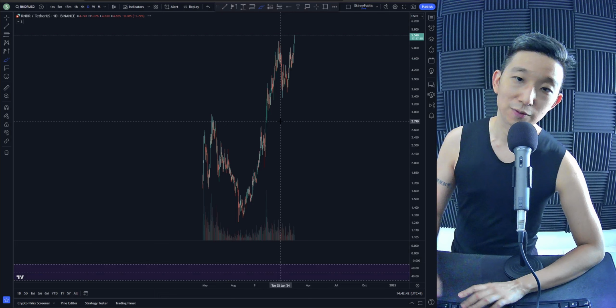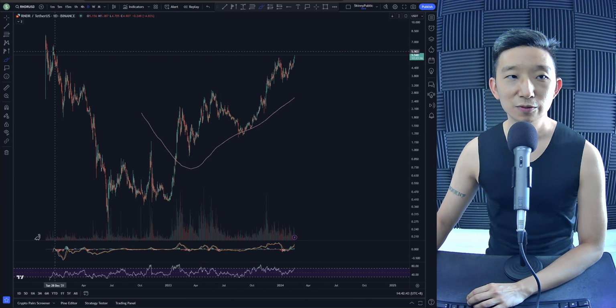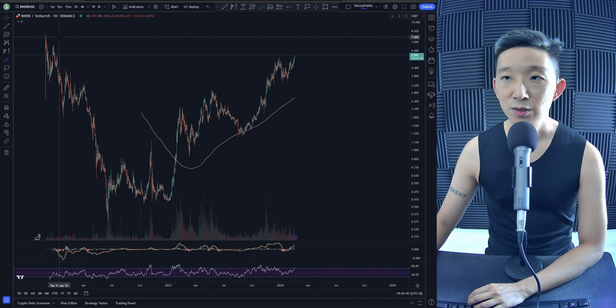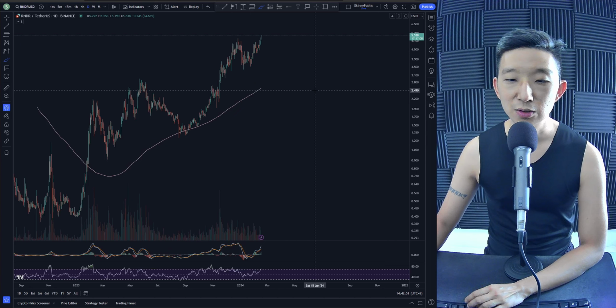Against USD, here we are for Render USD. Again, very close to its all-time highs. 778, 780. We're at 553. I feel like the end is not too far away.